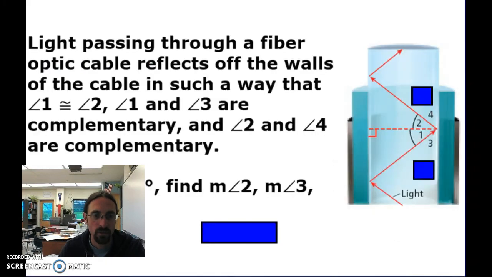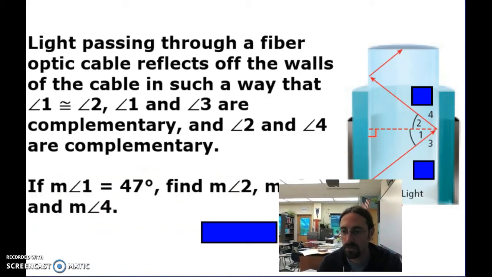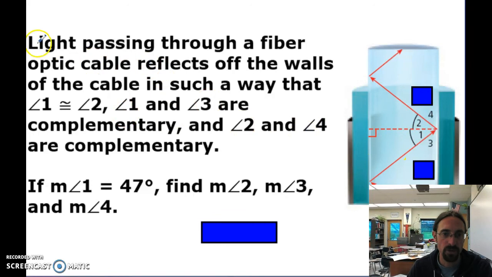I think we've got two more things for you, and then I'm going to let you go. First of all, you'll see this example in your book. Light passing through a fiber optic cable reflects off walls in such a way that angle 1 is congruent to angle 2, and 1 and 3 are complementary, and 2 and 4 are complementary. Wow, they give you a lot of information there. Well, if the measure of angle 1 equals 47 degrees, what we're saying is this angle here is 47. Find the measure of angles 2, 3, and 4.